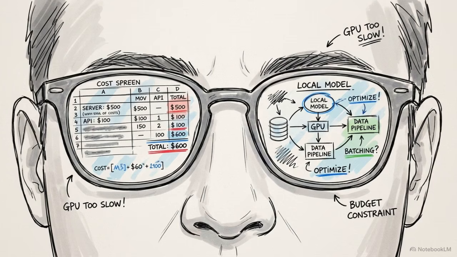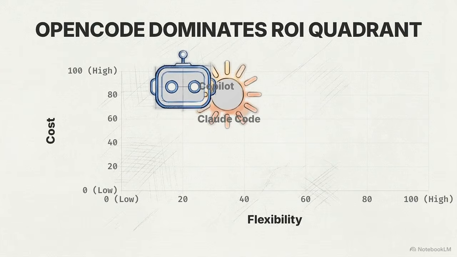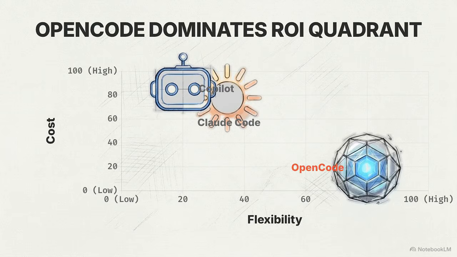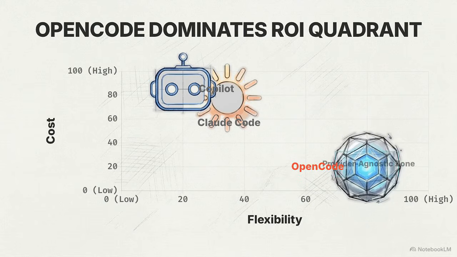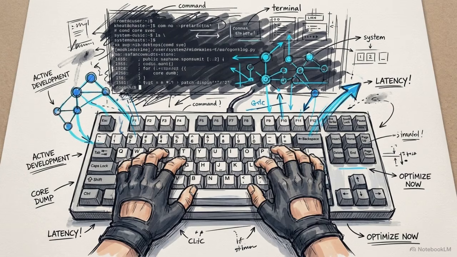Ultimately, choosing a coding agent comes down to balancing cost against your need for workflow flexibility. On this ROI quadrant chart, walled garden tools like Copilot and Claude Code sit top left, ideal for teams prioritizing plug-and-play stability over customization. Conversely, OpenCode pulses in the high-flexibility, lower-cost zone. It's the definitive choice for developers demanding local execution and absolute data privacy. If you want seamless polish out of the box, pay for Claude. If you want to own your tools and dictate your own rules, run OpenCode.